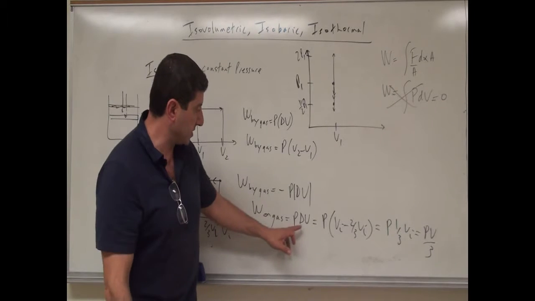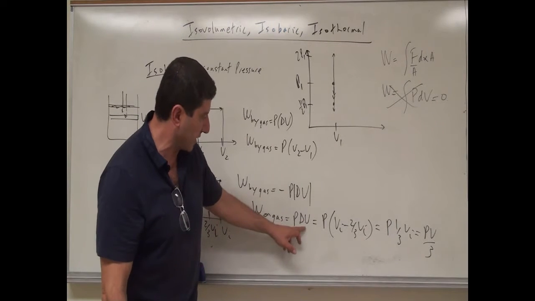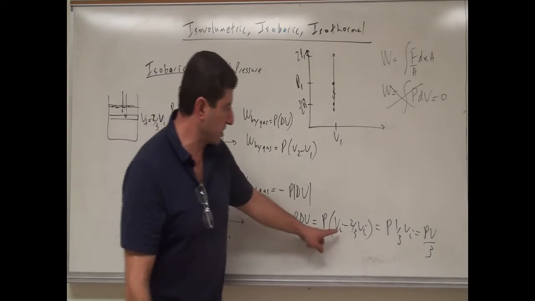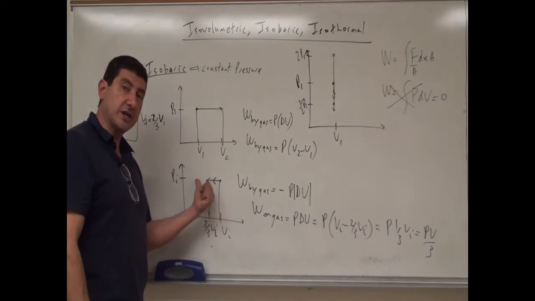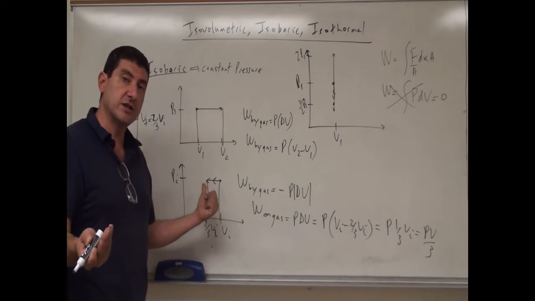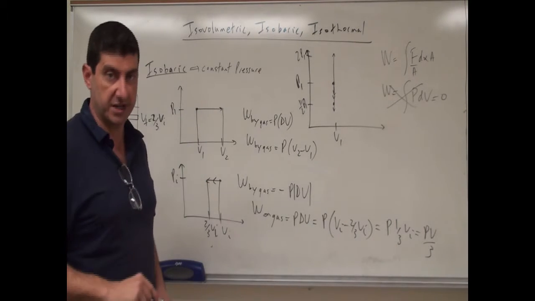And then here this is P delta V, and again this is the absolute value of the change in volume, so I'm doing the initial volume minus the final volume, because I know when you're going this way, the gas is doing negative work, and the work is being done on the gas, right?